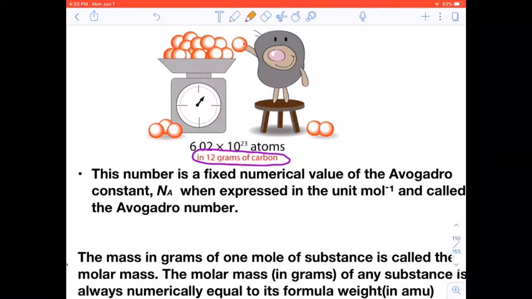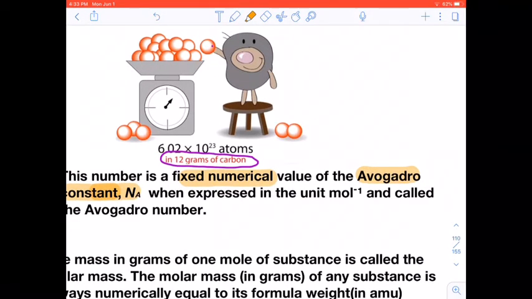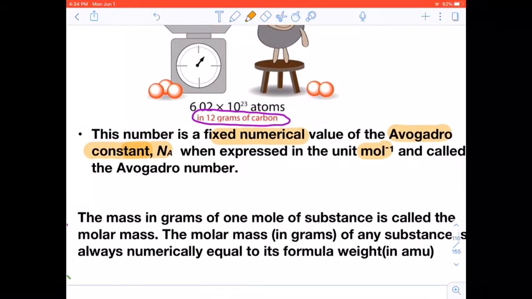But now, this number is a fixed number, 6.02 times 10 to the 23. And that's the value of the Avogadro constant, Na. It is expressed in the unit per mole, which I showed you in the data sheet. I'm just showing you here again. And it is called the Avogadro number.